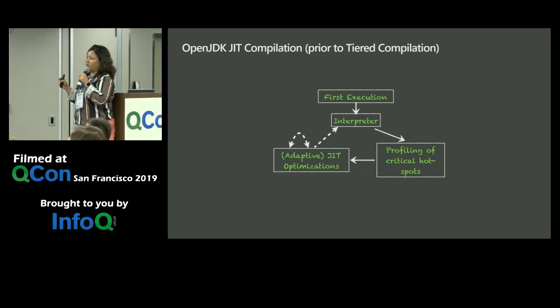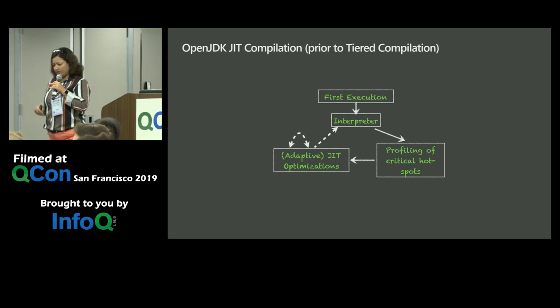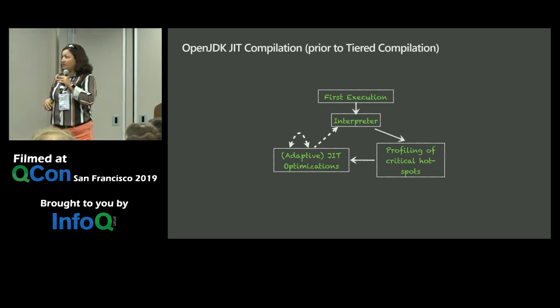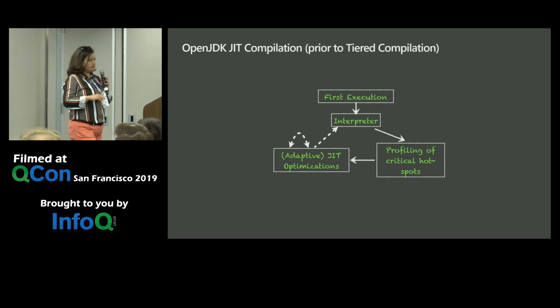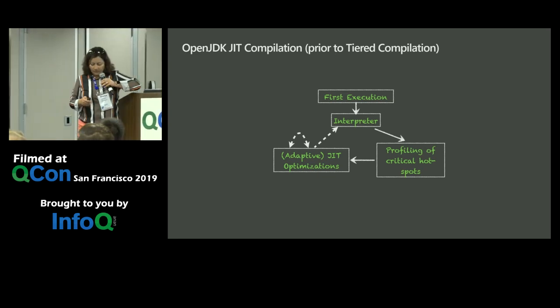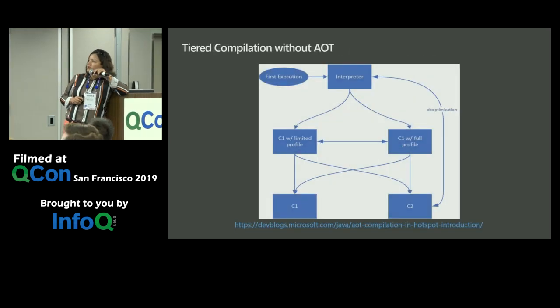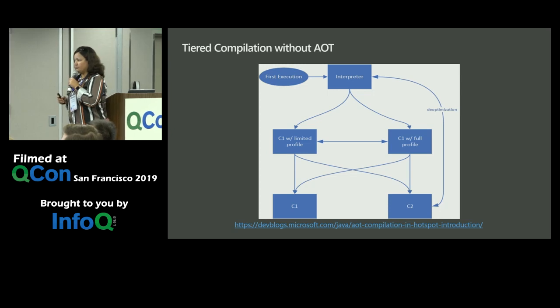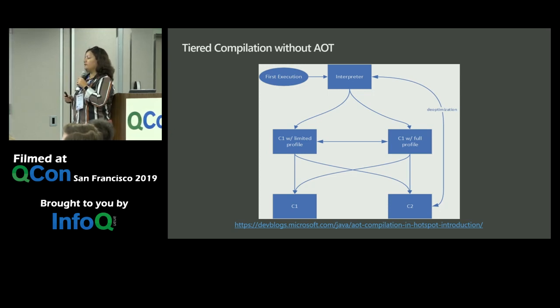Okay. Prior to tiered compilation, before JDK 7-ish, you would have the first execution end up in the interpreter, and then eventually you would have adaptive JITting based on the profiles of critical hotspots. Basically, thresholds are crossed and some things get jitted, and there was a concept of server and client compilers, also known as C2 and C1. And then tiered compilation happened. Tiered compilation was fully supported in JDK 8, I think, and before that it was experimental.